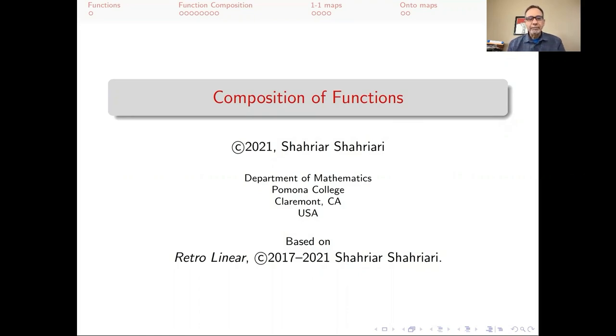This is a general math talk, but one version of this appears in my retrolinear book on linear algebra. But this is really not a linear algebra lecture.